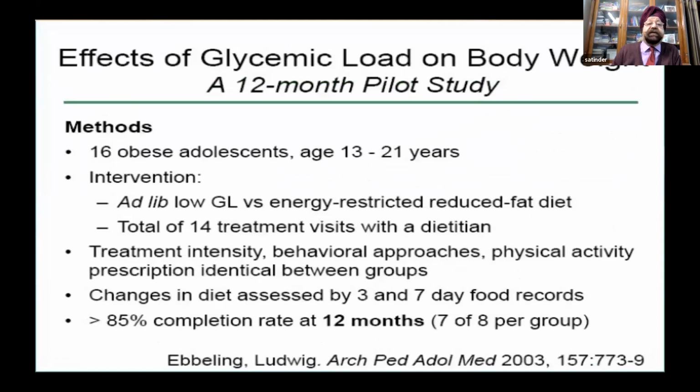Now, another study, from Harvard Medical School by Ludwig et al., looked at the effect of glycemic load on body weight. A 12-month study was given to 16 obese adolescents, aged 13 to 21 years. One group was given an ad lib low glycemic load diet, and the other group an energy-restricted reduced-fat diet. There was a total of 14 treatment visits with a dietitian, and treatment intensity, behavioral approaches, and prescription were identical between the two groups. Changes in diet were assessed by 3 and 7 day food records, and more than 85% completed the study.